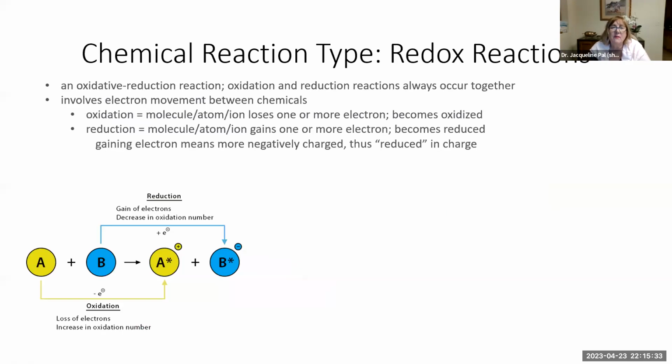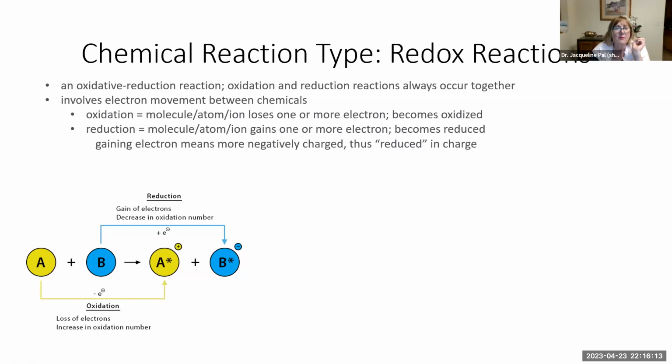All right, one type of chemical reaction is a term you probably learned in chemistry. Let's make sure you understand it once again, and that is known as a redox reaction, which is an abbreviation for oxidation reduction reaction, where the two always occur together. And what this means is we're going to be moving chemicals. So all oxidation means is some molecule, in this example A, is going to lose an electron. It becomes oxidized. So it loses an electron, so it becomes more positive.